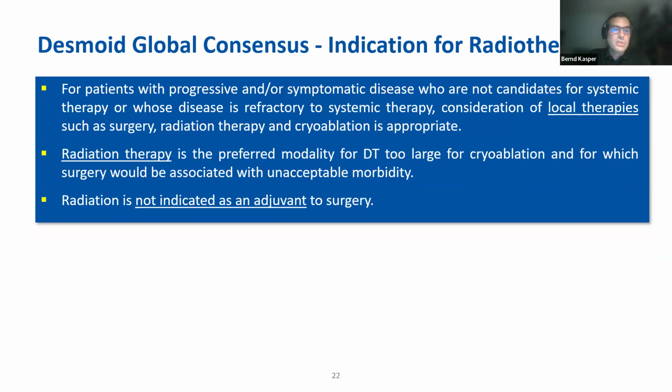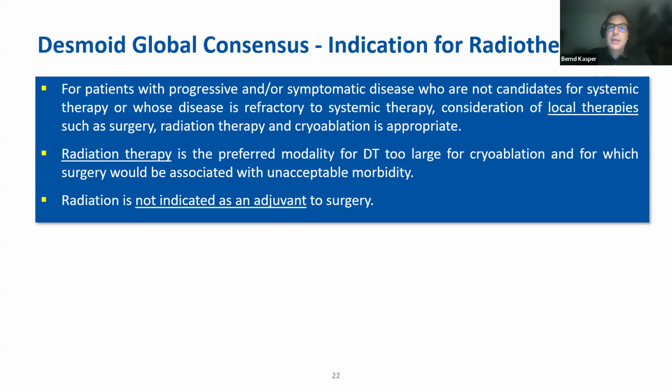If we do have a situation with a progressive or symptomatic disease and the patients are not candidates for systemic treatment, then we can think of local therapies, including radiation therapy, which may be a modality for desmoid tumors which are too large for cryoablation and for which surgery would be associated with unacceptable morbidity. And what is also important is that radiation is usually not indicated as an adjuvant treatment after surgery.